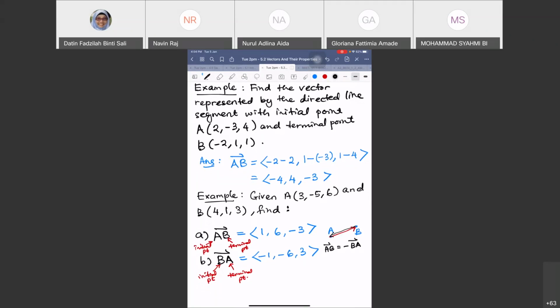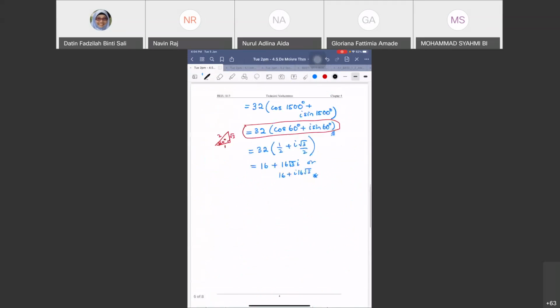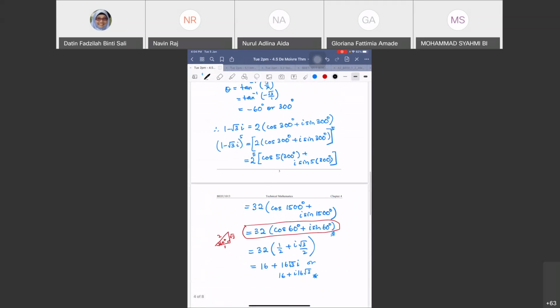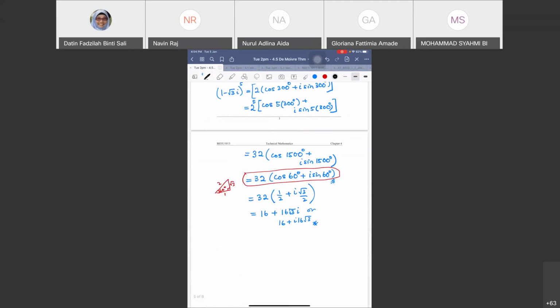Madam, I want to ask about the De Moivre theorem. Is this acceptable for the final answer in decimal? Yes, acceptable, as I mentioned just now, in rectangular form or standard form. If you want to write, for example, 16 plus 0.43i using decimal, this is still in the standard form. That means this is your x, this is your y.